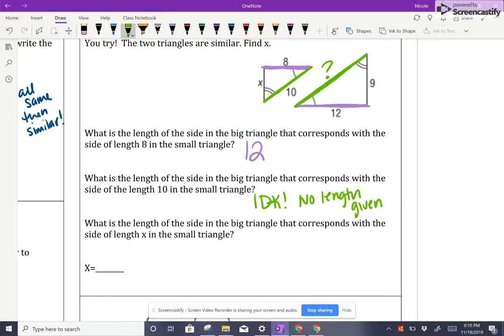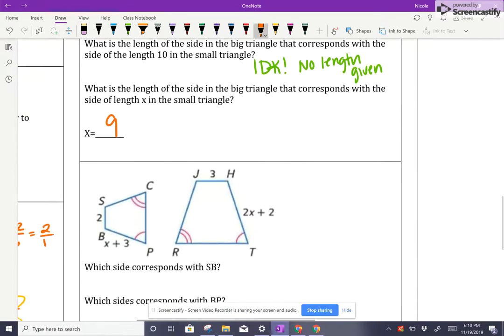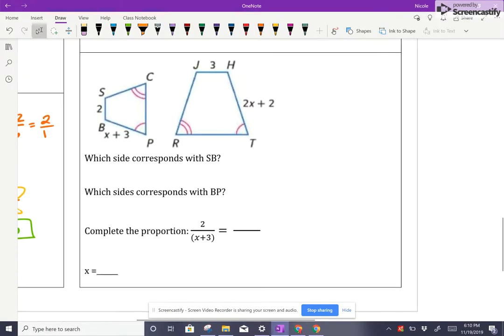And then what is the length of the side in the big triangle that corresponds with the side length x in the small triangle? X is over here, and it touches the double marked angle. So it's going to belong over here to side 9. We're just matching up the angles and the sides that belong together. The angles are always congruent, but the sides are not. They're just similar to each other. All right, let's try one more.